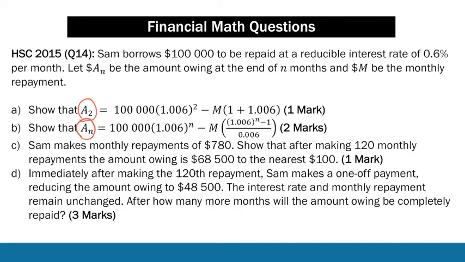And then we're asked to do a few things. We're asked to find an amount owing after 120 months, and then we're asked to use that to find how long it's got to go from there. So let's get into it by attacking the first question first.